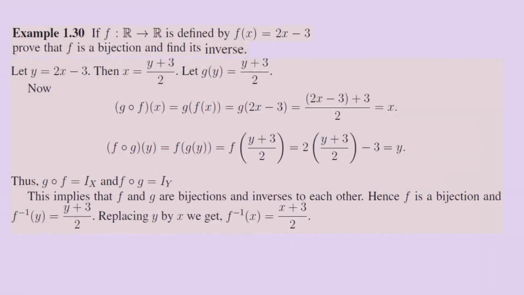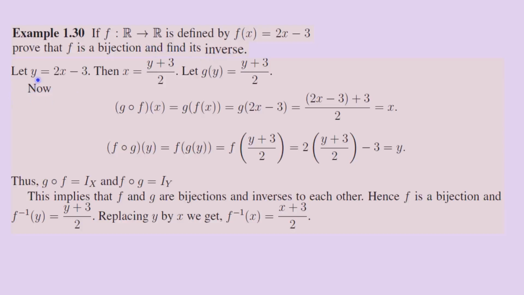Now we are going to see example 30 in chapter 1. If f from R to R is defined by f of x equal to 2x minus 3, prove that f is a bijection and find its inverse. So a function is defined, and we are going to prove that it is a bijection and find its inverse. So let us see the solution.